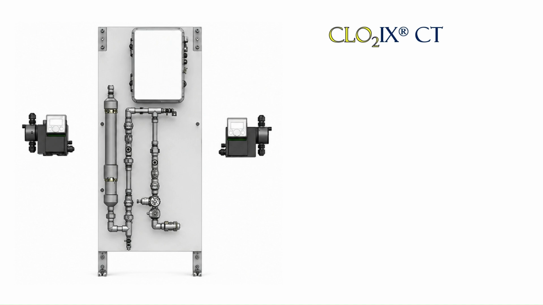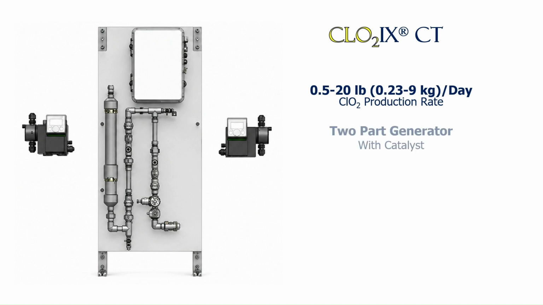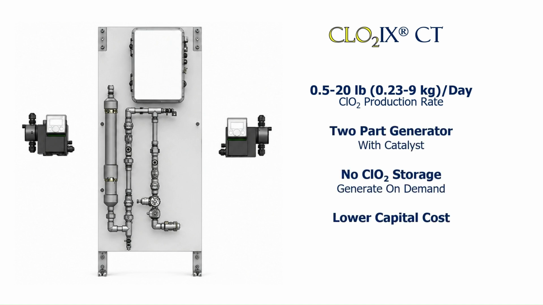The CT generator has a chlorine dioxide production rate between 0.5 pound and 20 pounds per day. It uses a two-part generation process with catalyst and offers lower capital cost compared to larger systems. Like all ClO2IX systems, it produces dilute chlorine dioxide safely without storage.